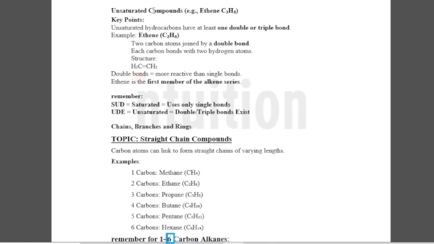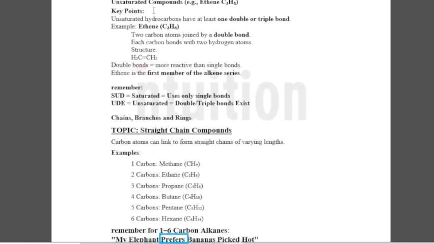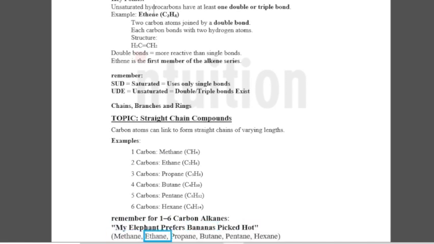Remember, for the 1 to 6 carbon alkanes: my elephant prefers bananas picked hot. Methane, ethane, propane, butane, pentane, hexane.